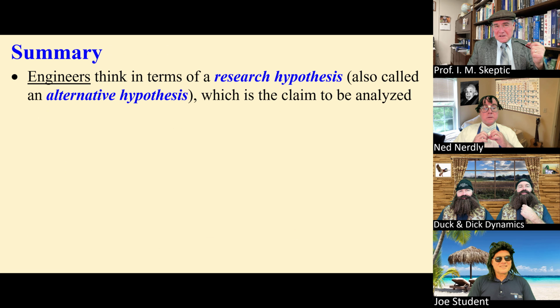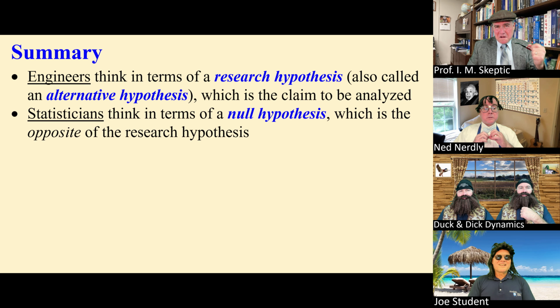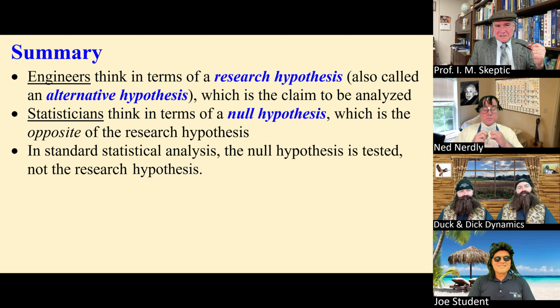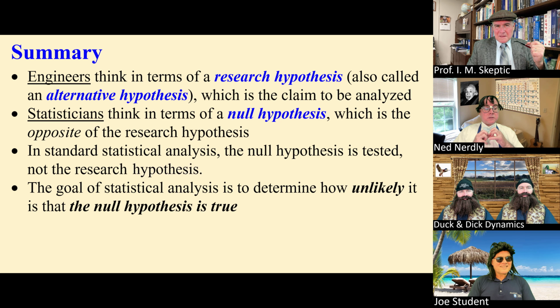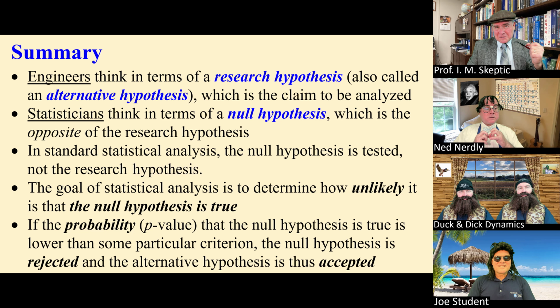In summary, engineers think in terms of a research hypothesis. Statisticians think in terms of a null hypothesis, the opposite of the research hypothesis. In statistical analysis, the null hypothesis is tested, not the research hypothesis. The goal is to determine how unlikely that the null hypothesis is true. If the probability that the null hypothesis is true is lower than some set criterion, the null hypothesis is rejected and the alternative hypothesis is accepted.